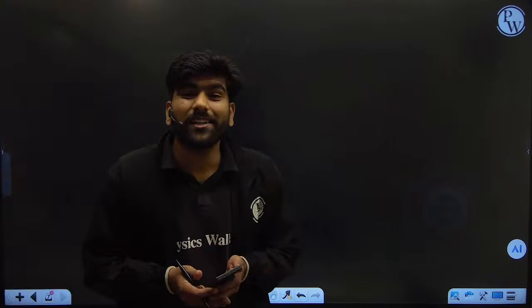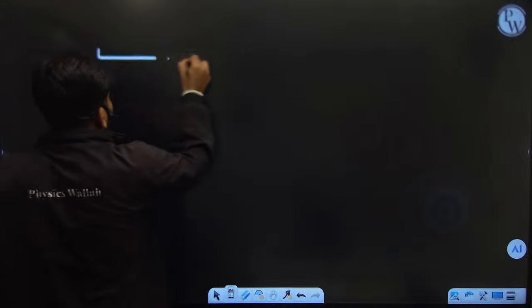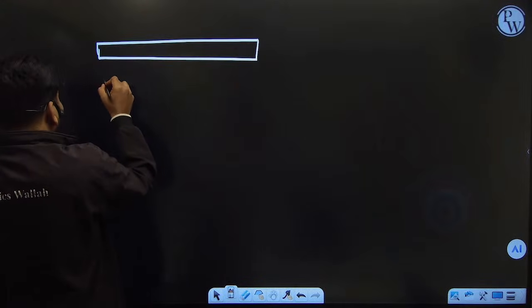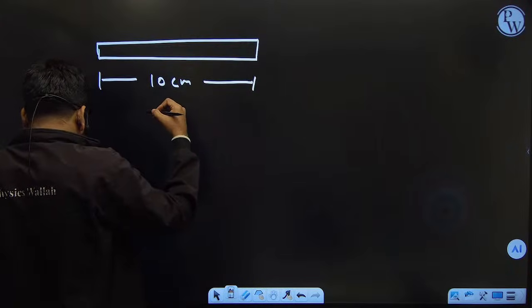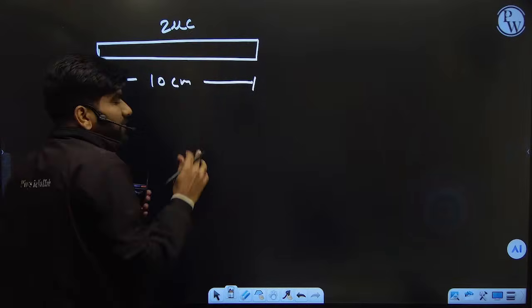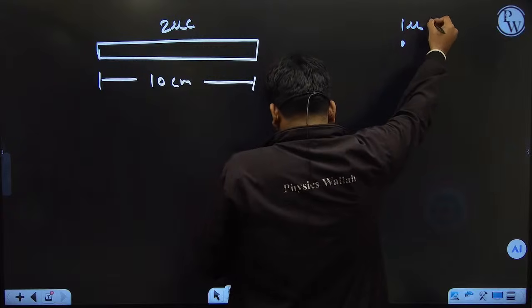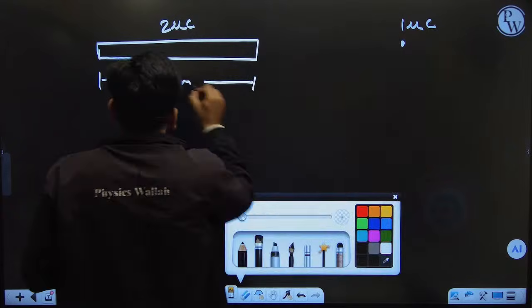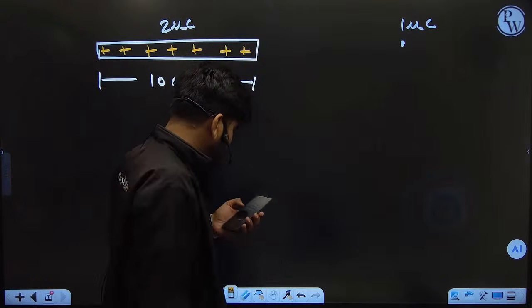Again, if you have studied the basics of forces between charges, then you might have seen this question while studying that topic. The question is this: we have a rod. The length of the rod is 10 centimeter. The rod has some charge. The charge is 2 microcoulomb, if my data is not incorrect. And there is a point charge of 1 microcoulomb lying here. The rod is uniformly charged, so the charge is nicely distributed uniformly over the rod.